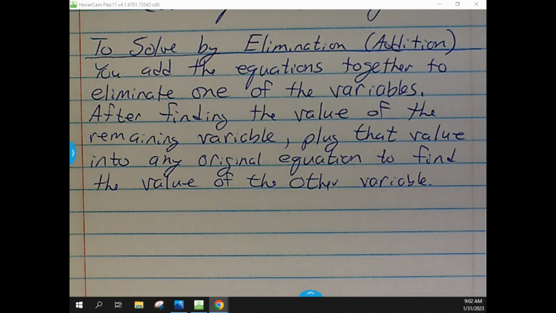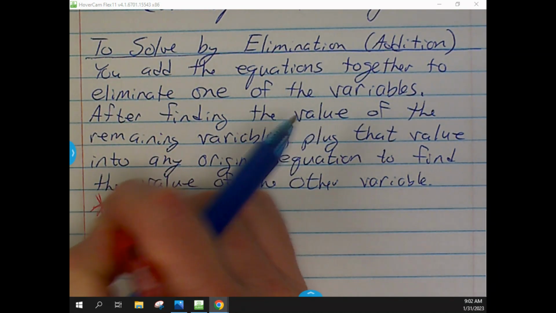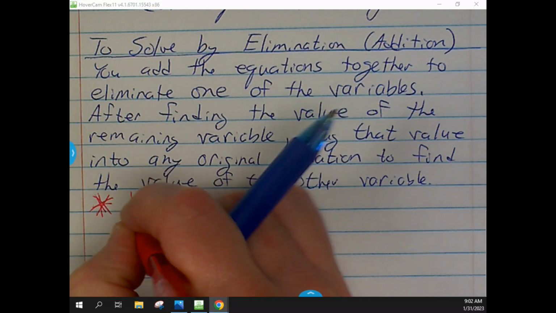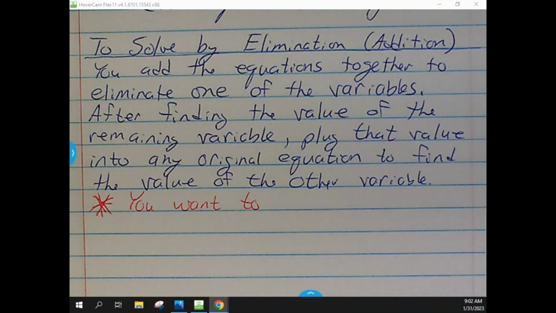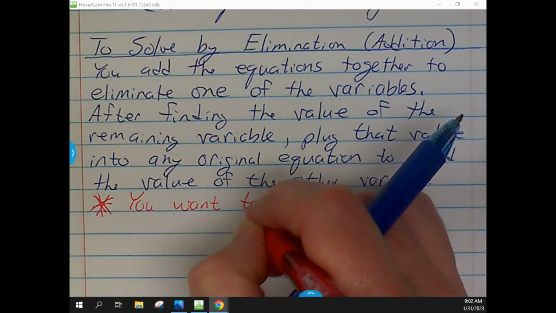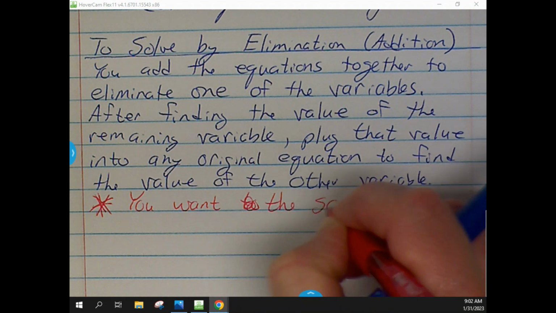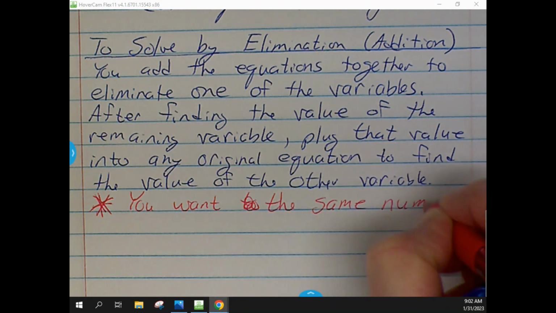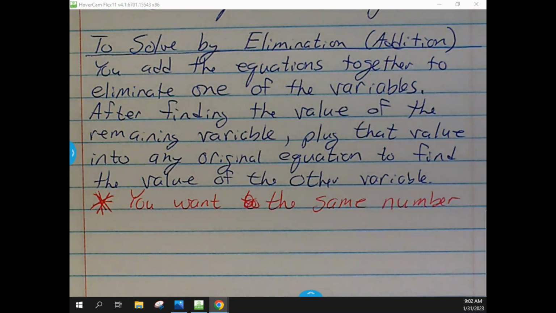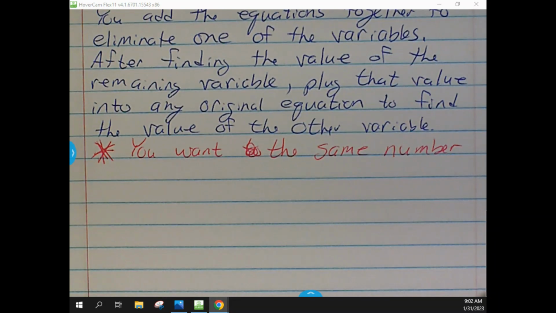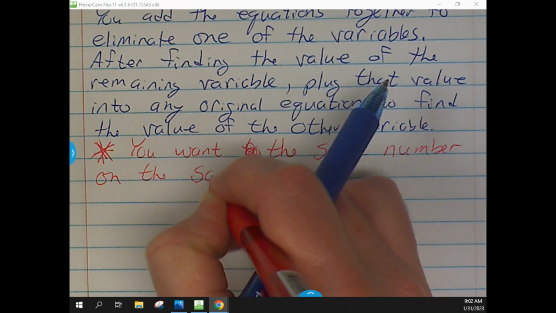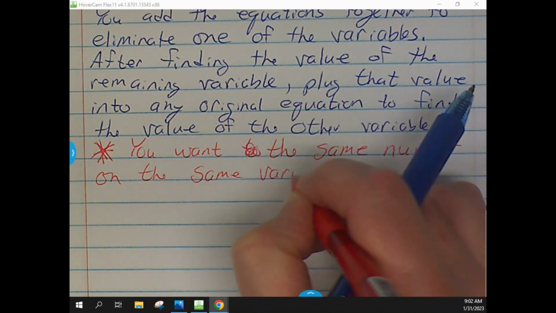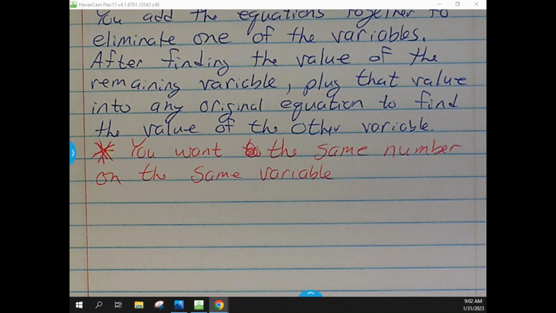All right. Now, sometimes people go, well, what are we doing here? Here's what you're looking for when you have these systems. You want the same number. We're talking about the coefficient, if you want to get the technical word over here. So you want the coefficient on the same variable. So same number on the same variable in both equations.